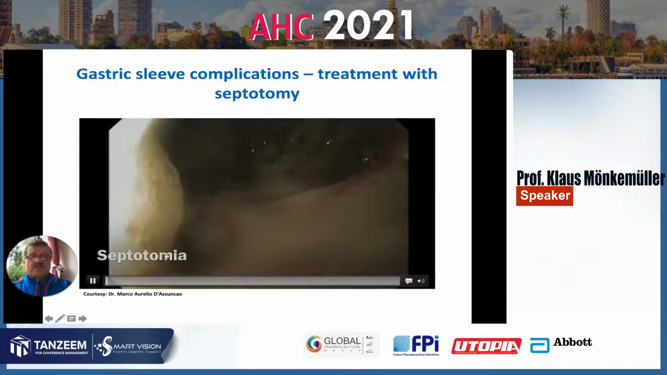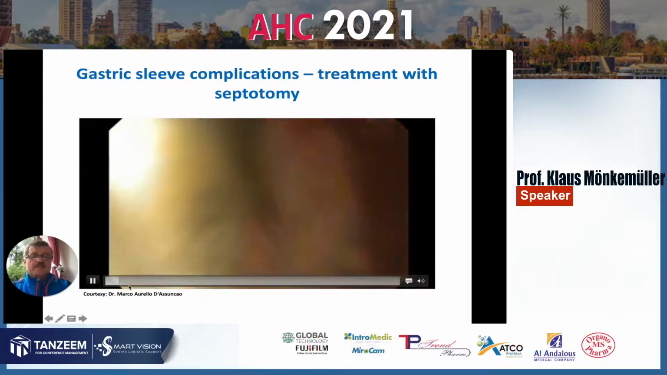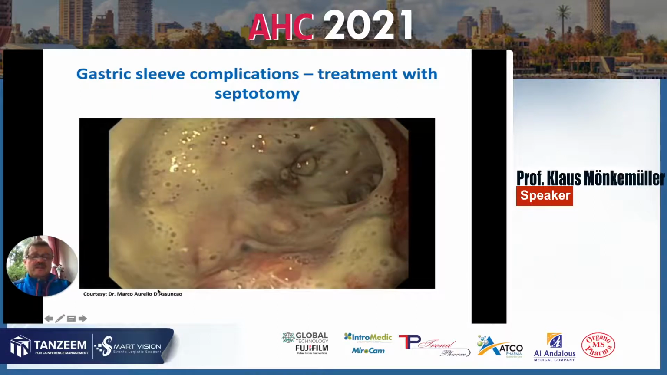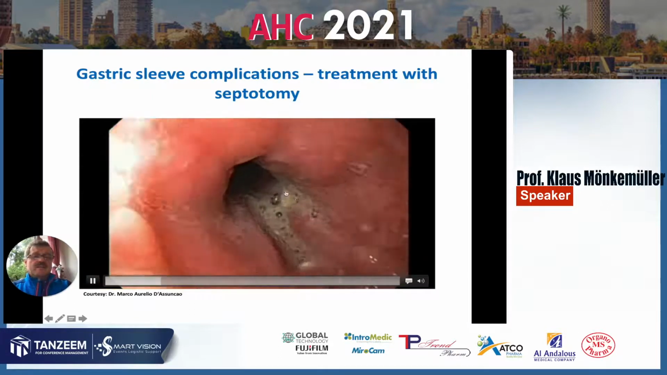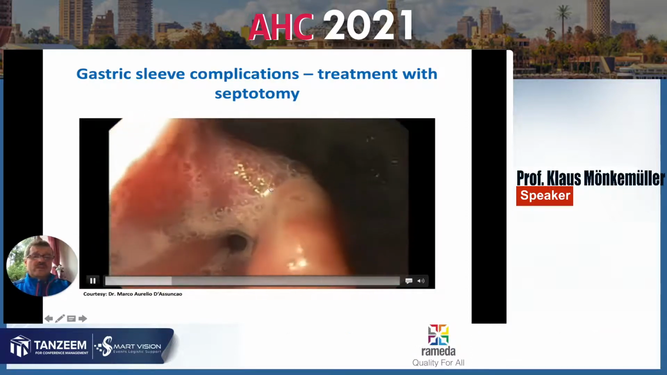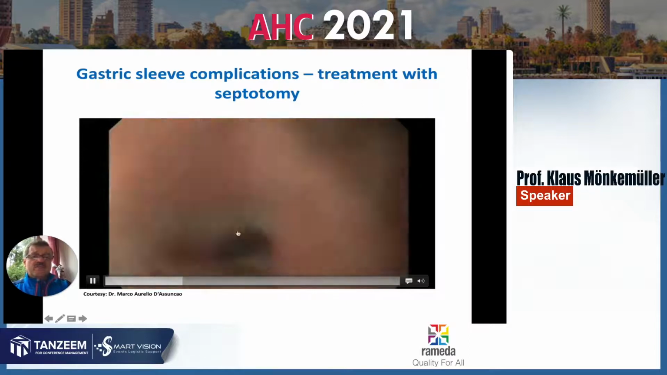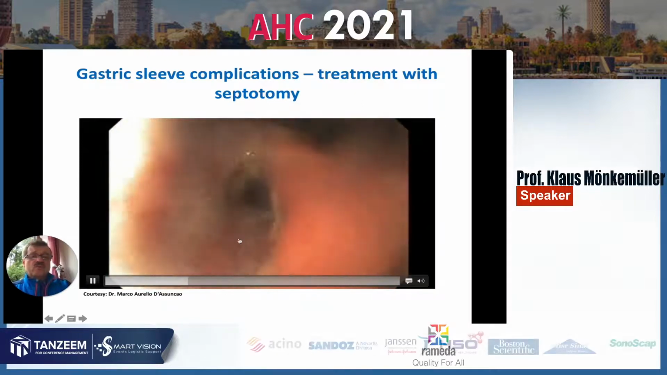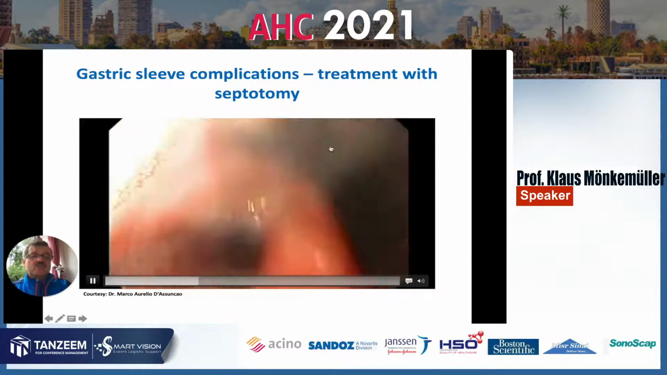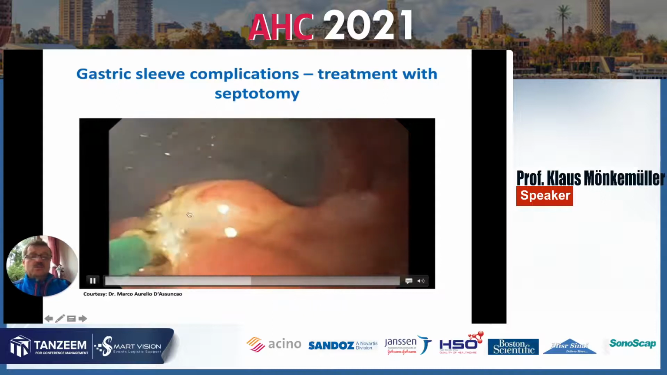is to do a septotomy. Here you see the defect, and in this, look at the large defect, and here is the remaining stomach. You see how narrow it is, and in this moment a septotomy is being performed so that the flow of food through the stomach remnant is going to be guaranteed and it's not going into the defect. So at this moment a septotomy is being performed.